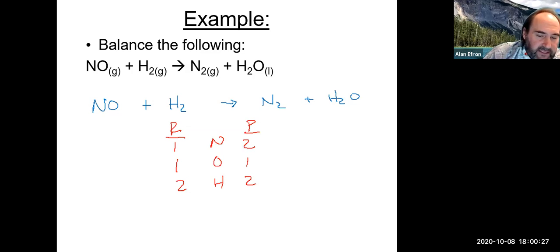So again, a table just helps you figure out where's a good place to start. We can see everybody's balanced here except for nitrogen. So that seems like the good place to start. So we'll put a 2 there. When we put a 2 there, that gives us two nitrogens, and now two oxygens and two hydrogens.